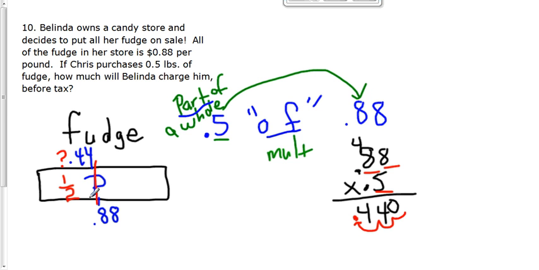Again, you could do it that way. In math, there's more than one way. The reason we were able to divide here is because 0.5 as a fraction is equal to 1 out of 2. So that's why we were able to take half of the 88 to figure out that it was going to be 44 cents. But of means to multiply, and I'm taking part of the 88. So again, the 88 is going to get smaller.